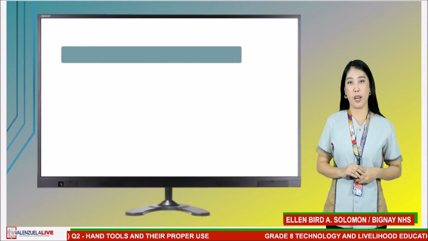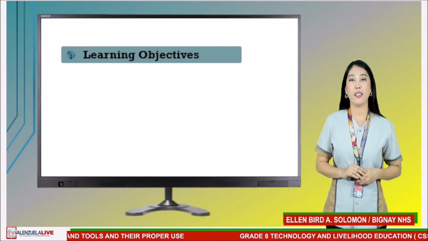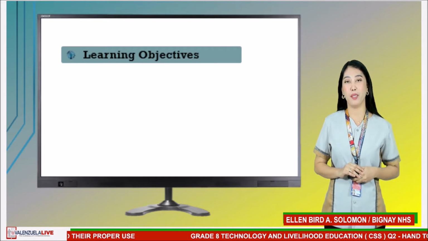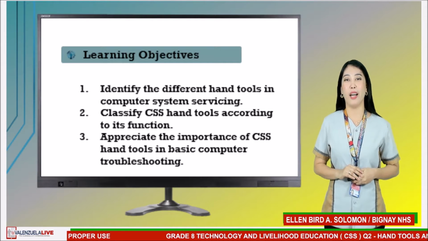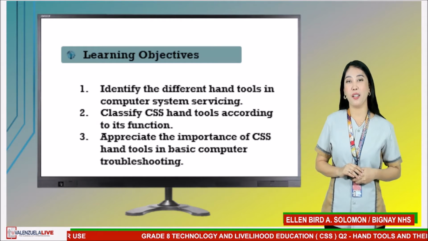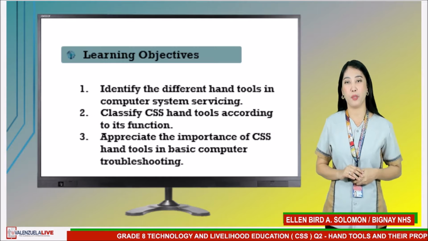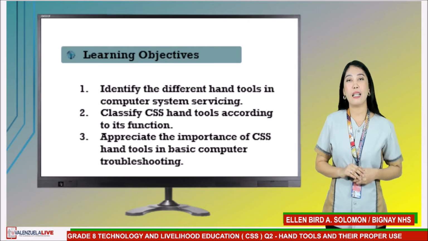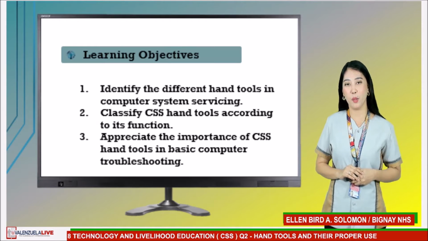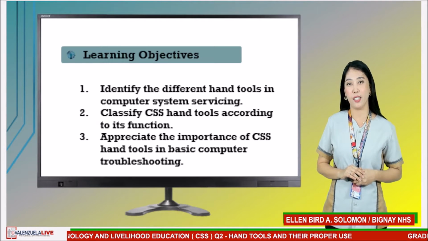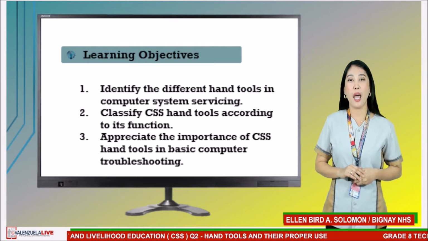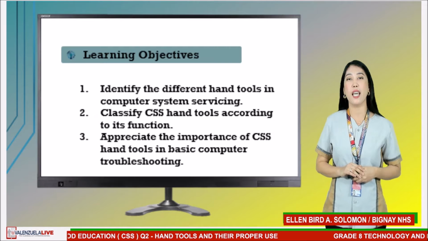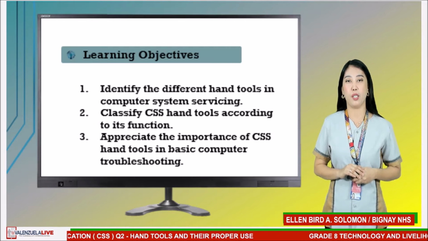With learning objectives, at the end of the lesson, the learner should be able to: number 1, identify the different hand tools in computer system servicing; number 2, classify CSS hand tools according to its function; and number 3, appreciate the importance of CSS hand tools in basic computer troubleshooting.